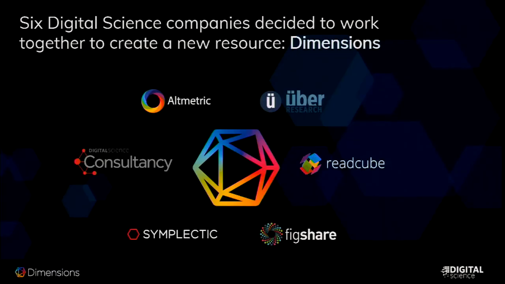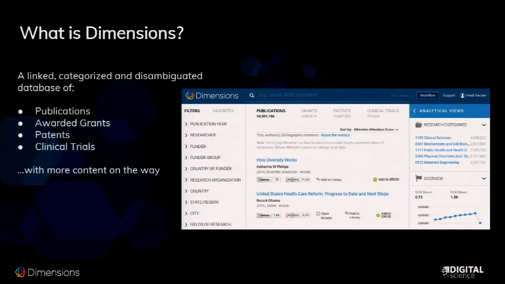So what we decided to do at Digital Science is, 6 of these companies, Altmetric, Uber Research, ReadCube, the Digital Science Consultancy, Symplectic, and Figshare, we decided to create a new resource. So what is Dimensions? This resource is basically, I'm supposed to say it's a linked knowledge research system. It's a very fancy word for a linked database, which contains publications, awarded grant information, patents, and clinical trials. The publication portion of Dimensions is also available free to researchers, and that was something really important to us as we developed this.